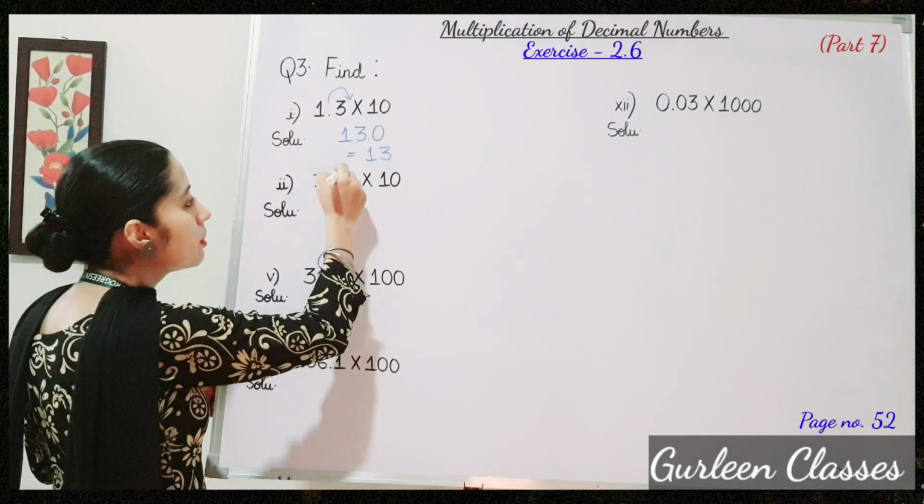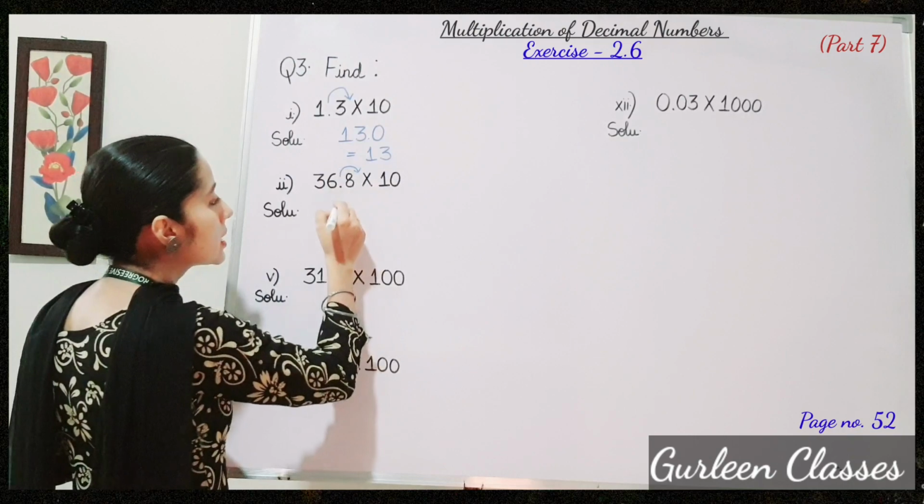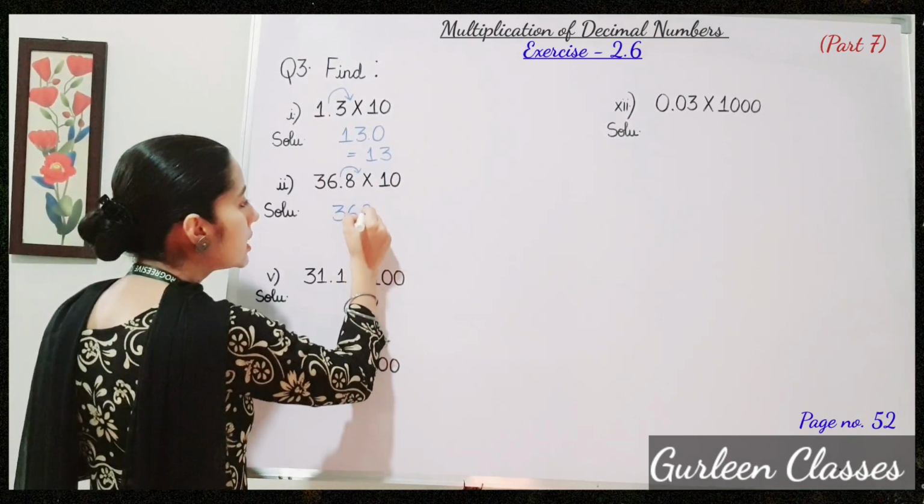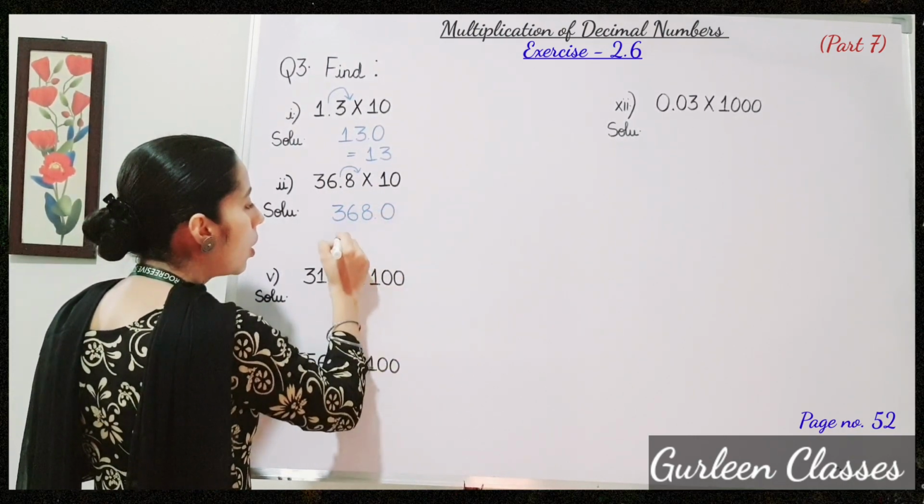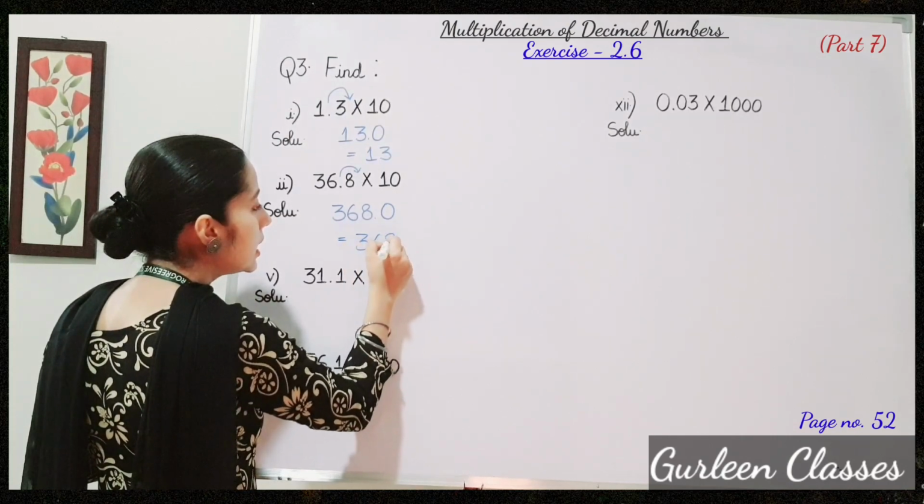Second part, 36.8 into 10. So shift this decimal point to the right by 1 place. So your answer is 368.0, or we can write 368.